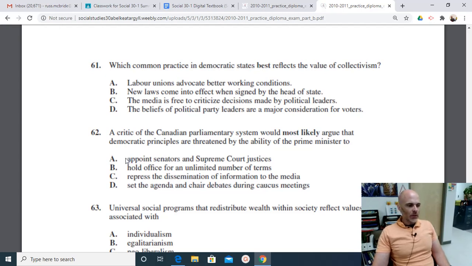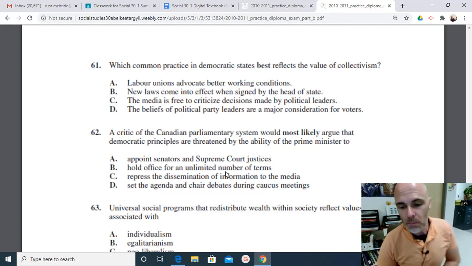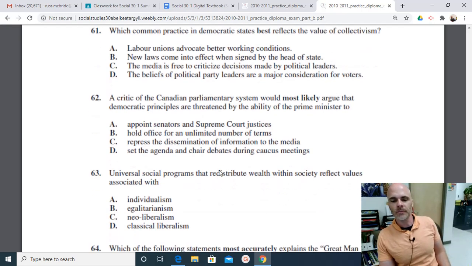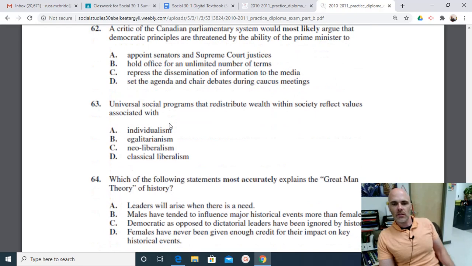Well, yeah, we talked about this in the lesson about the appointing thing, right? Hold office for an unlimited number of terms. Now, that too sounds horrible, but if you are elected by the people, you still got to be elected, right? So that's still the will of the people. Whereas appointing people, he can appoint whomever he or she wants. So no. Repress, well, that's an ugly thing too. Set the agenda, but most ugly would be A, in terms of challenging democratic principles of checks and balances.